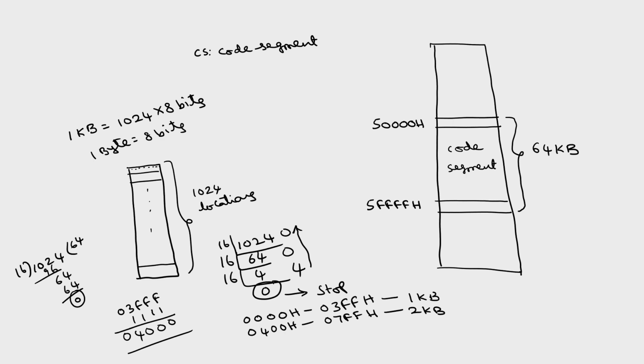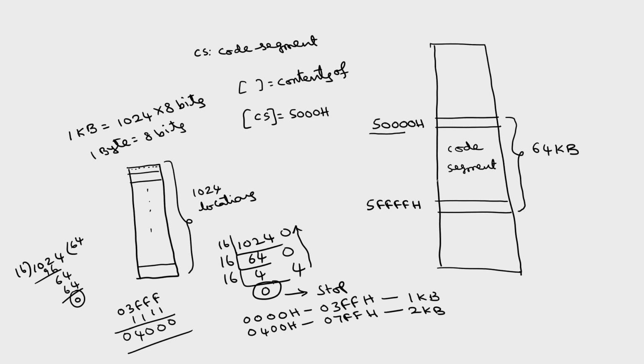So the physical address is 20 bit. Now the code segment register stores the first 16 bits of the starting address of the code segment. If the code segment starting address is this, the contents of the code segment register, this bracket is the symbol for the contents of. In microprocessor terminology, this bracket represents contents of. So the contents of the code segment register will be 5000H. That is the starting 16-bit address of the code segment.